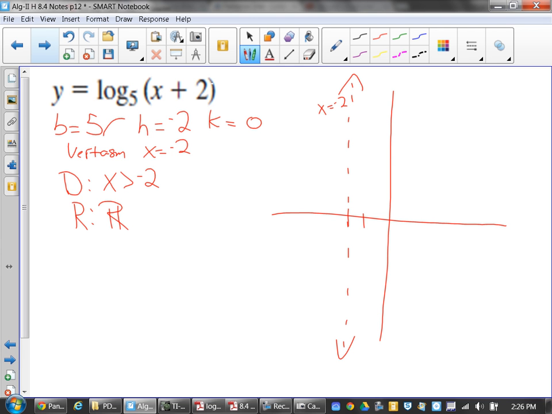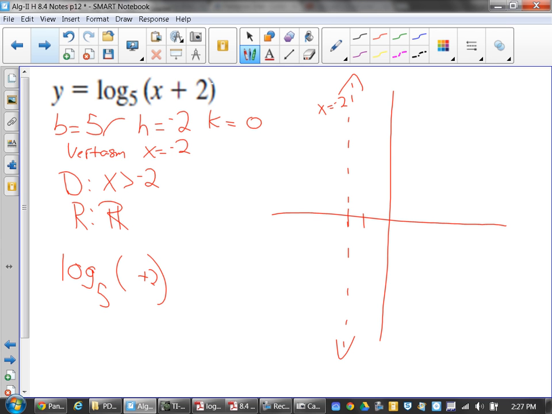Now I want to create my ordered pairs. Notice, since we have an h value, we are going to use that h value to figure that out. I want the log base 5 of whatever's in parentheses to wind up equaling 1. Three. -1. -1.